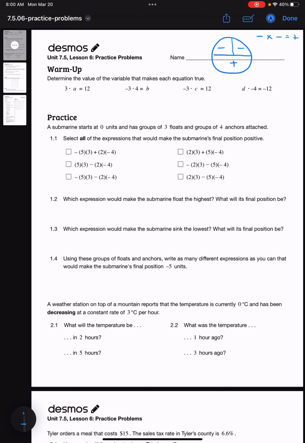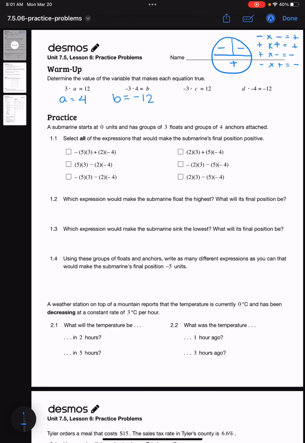We know that a positive times a positive is a positive. And we know that a positive times a negative is a negative, and a negative times a positive is a negative. So 3 times 4 equals 12. Since everything is positive, I know 3 times positive 4 is 12. Negative 3 times 4 equals B. I know a negative times a positive is a negative, so it's going to be negative 12.